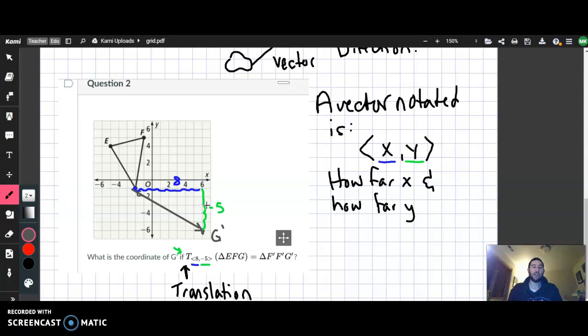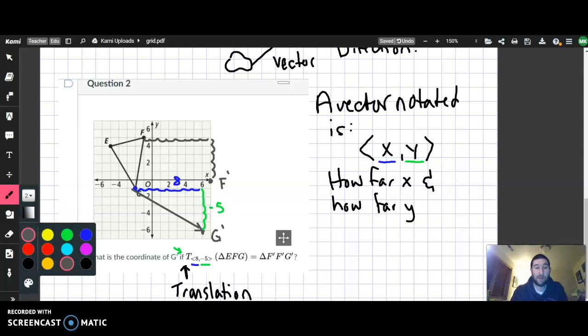So, ladies and gentlemen, just to illustrate this for the rest of the shape, we're going to be moving the rest of our points by that same vector because it's all the same translation. So, for F, we're going to count 1, 2, 3, 4, 5, 6, 7, 8, and then we're going to count down 5. 1, 2, 3, 4, 5. So right there is going to be our F prime, and then E is going to look the exact same.